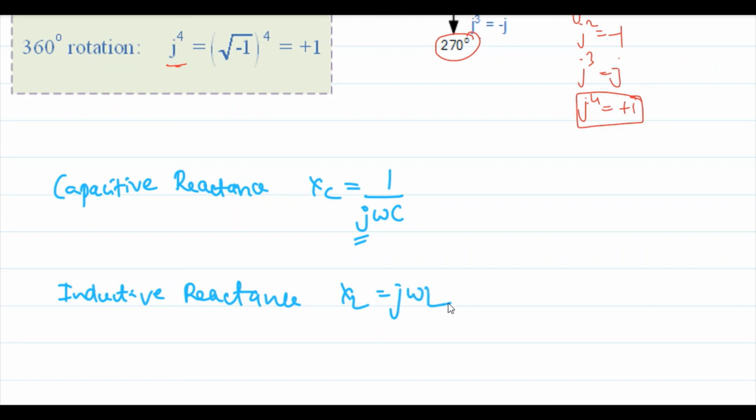Similarly, inductive reactance is given by XL equal to J omega L. Once again, as with capacitive reactance, J will help us find the rotation, how much it is rotated in the case of an inductor or in the case of a capacitor, as we have already seen about the phase difference between quantities such as voltage and current in capacitive and inductive circuits.